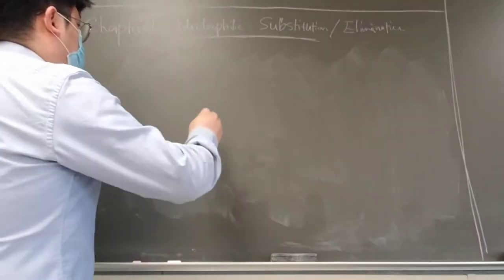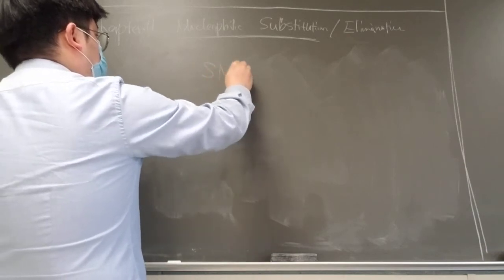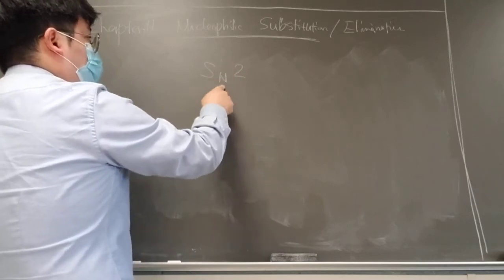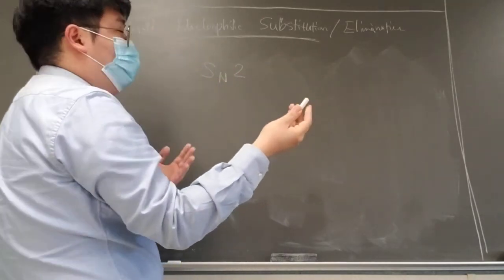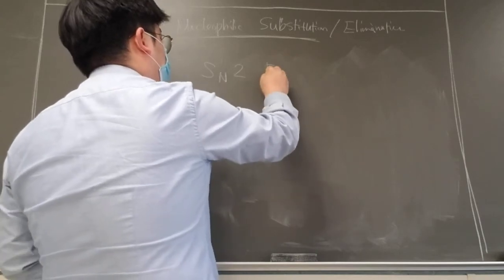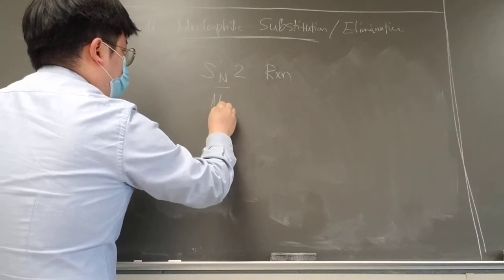Here's the one. So we named this one the SN2 reaction. You're going to see this one, and it's in this way, but I really don't mind. So SN2 reaction, we can say substitution reactions. So the N stands for nucleophile, again.